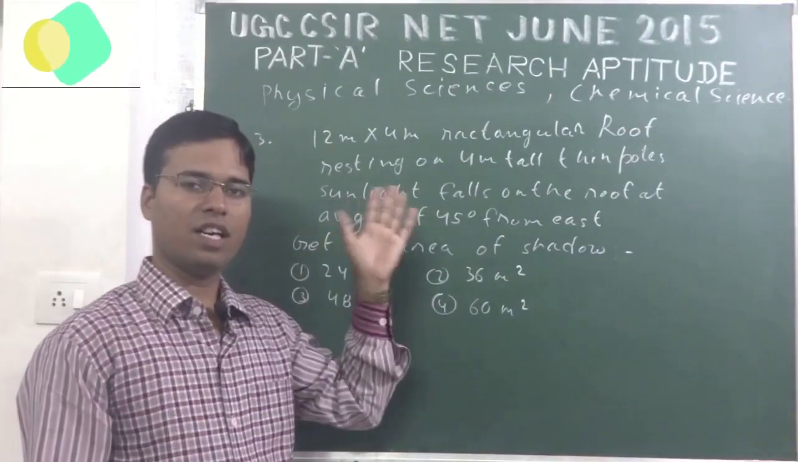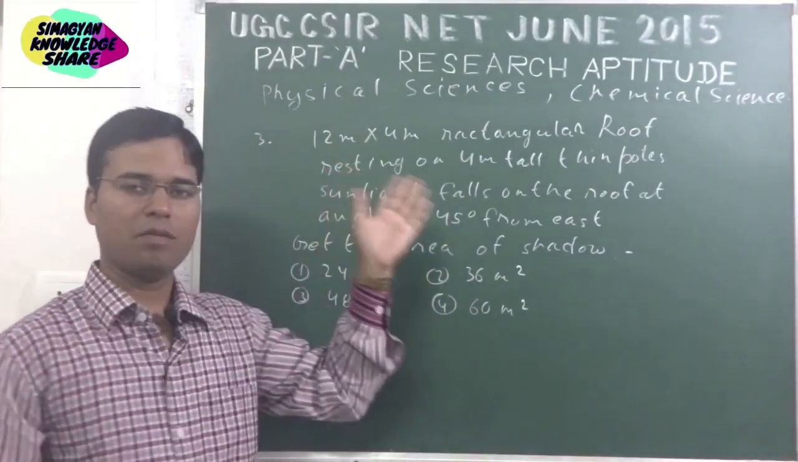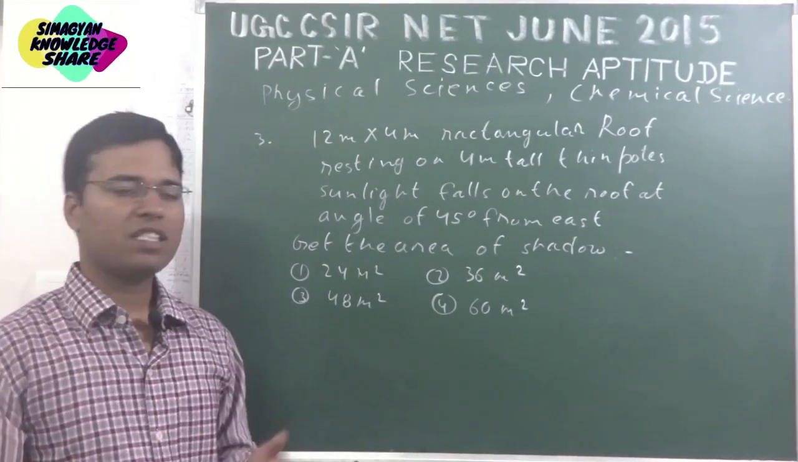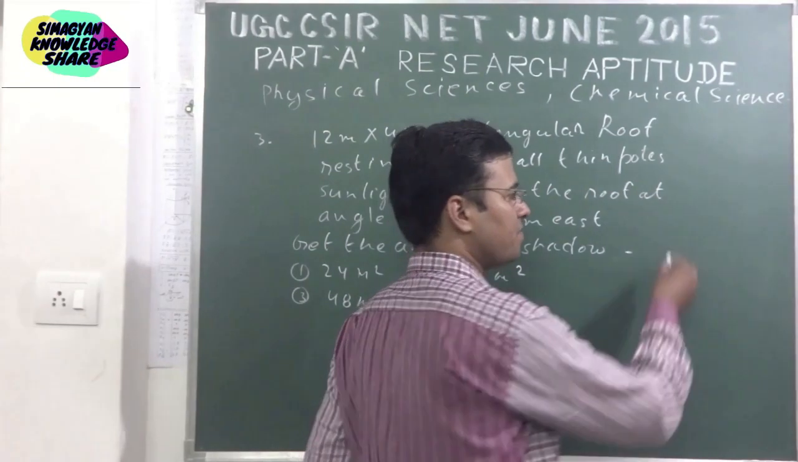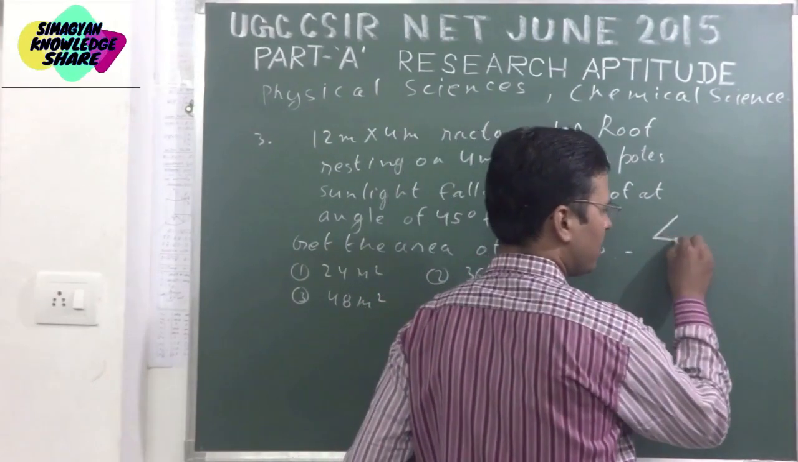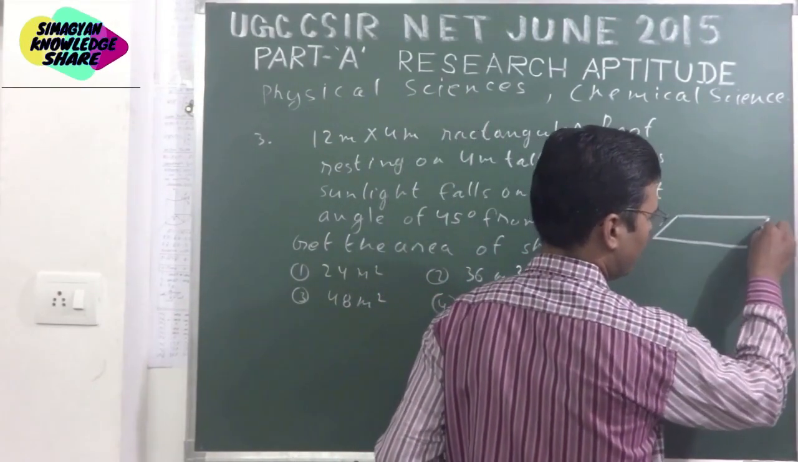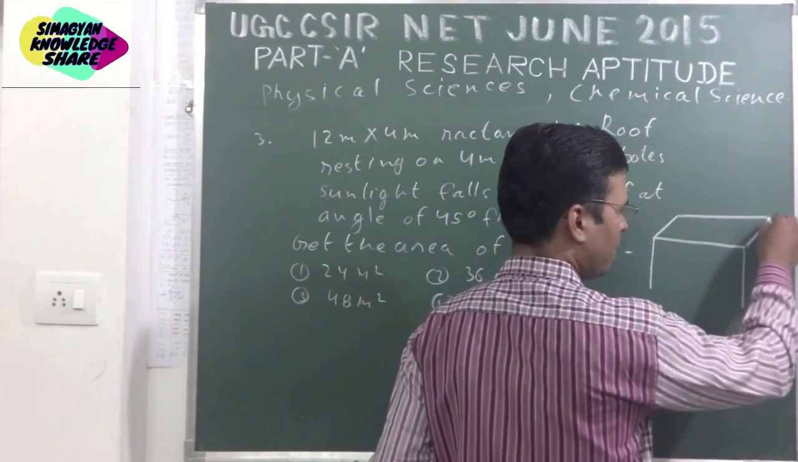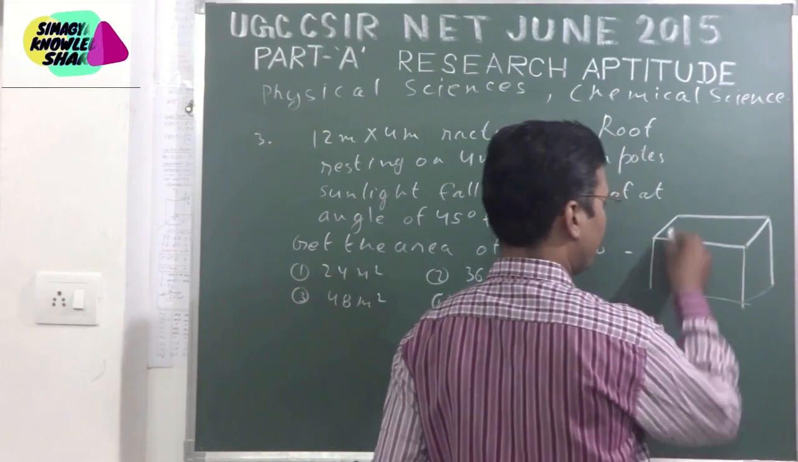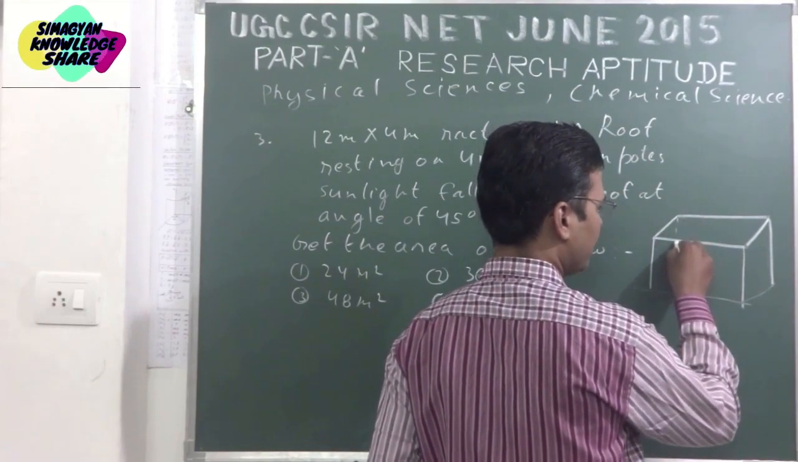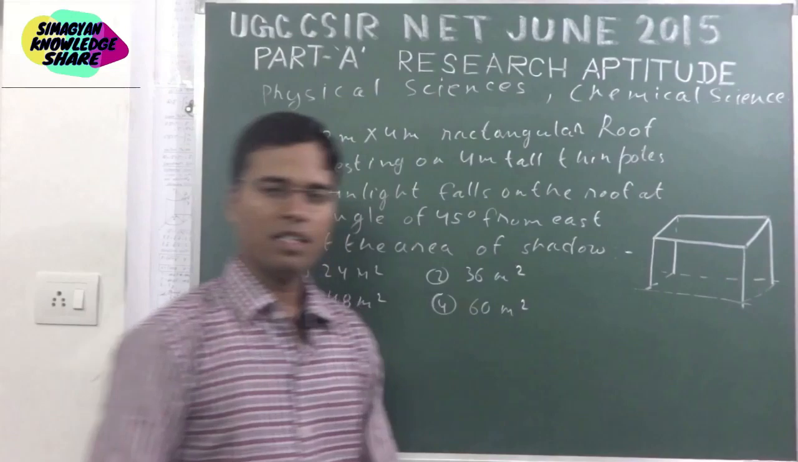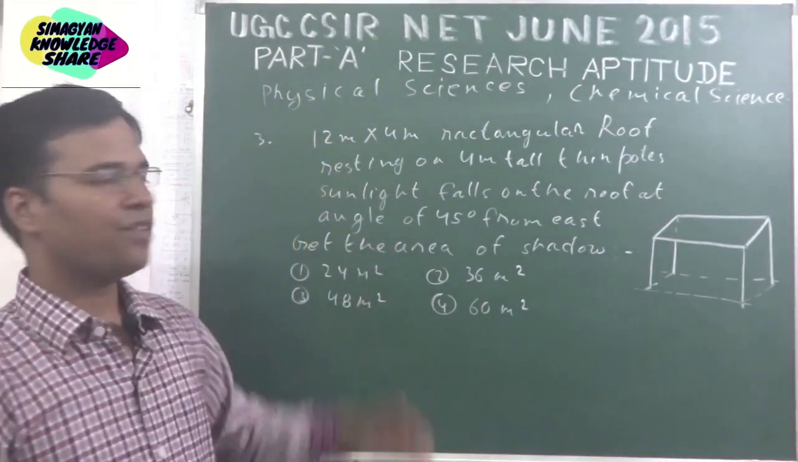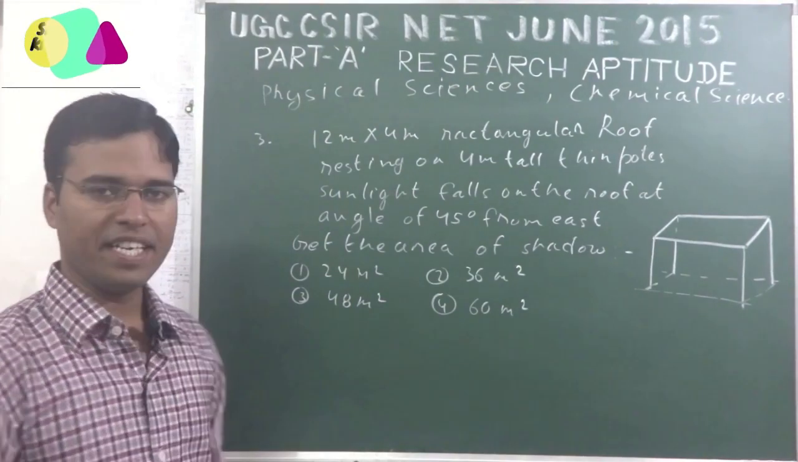In this problem, a roof of 12 meter by 4 meter rectangular area is resting on tall thin poles. First, we draw a two-dimensional diagram of the roof which is resting on 4 meter tall poles. You can imagine it like a three-dimensional picture. The sunlight is falling on this roof at a 45-degree angle from the east.